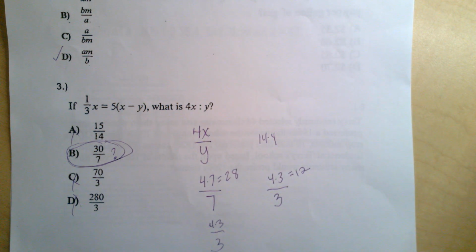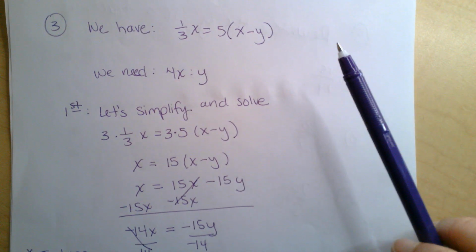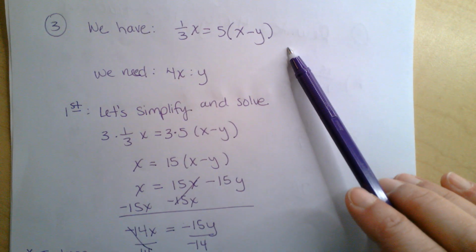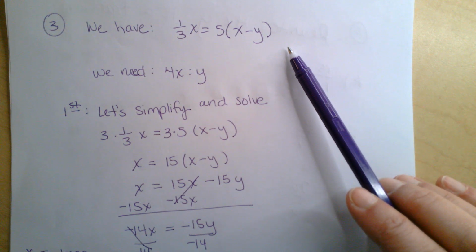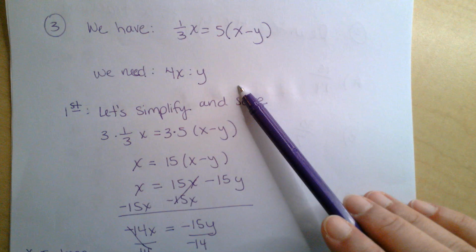So you could think through it like that. Now, I am going to show you the math behind it. If you like thinking about the question like that, that's absolutely fine. But I do want to show you the algebra behind it. So for number 3, I am going to use that first part. 1/3 x equals 5 times x minus y. We need 4x to y.